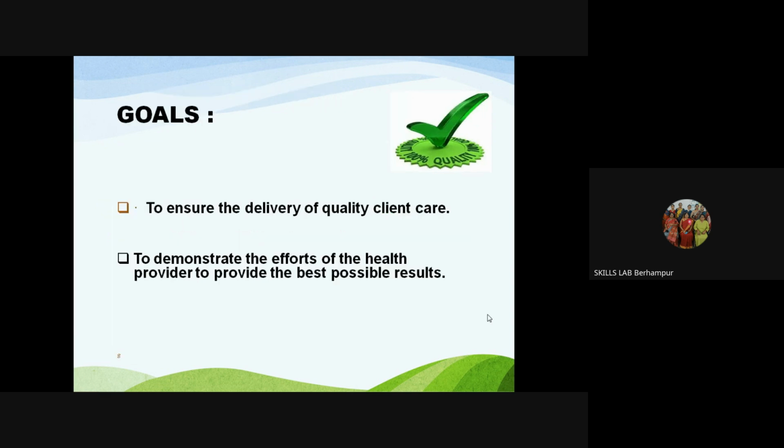Then the goals of quality assurance: to ensure the delivery of quality client care and to demonstrate the efforts of the health provider to provide the best possible results.